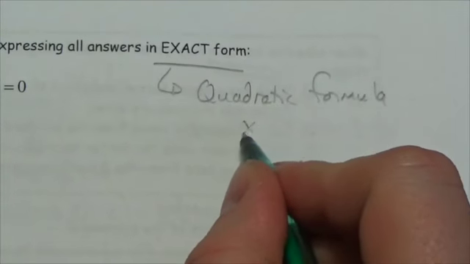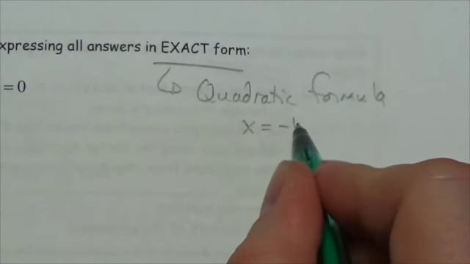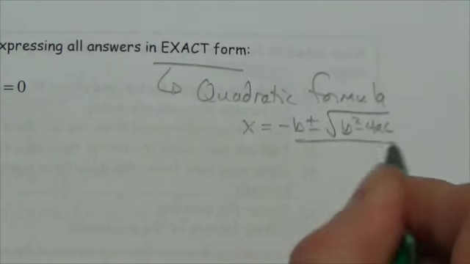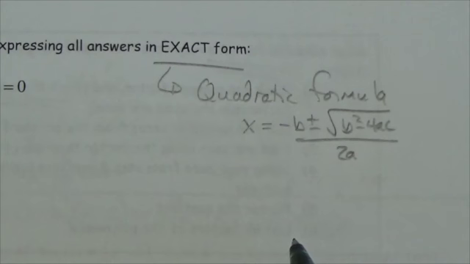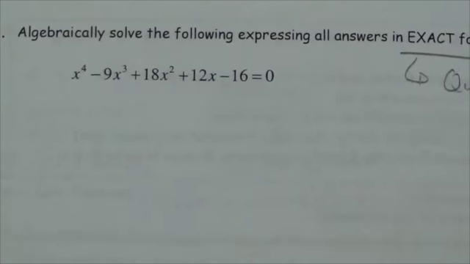And at some point, we're going to have to give an answer in the form of negative b plus or minus the square root of b squared minus 4ac, all over 2a. And we're going to have to reduce that down as much as we can. Okay, with that being said, let's take a quick look at the equation here.